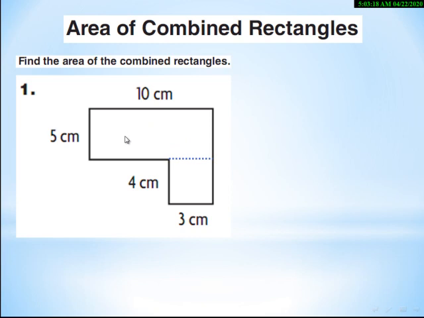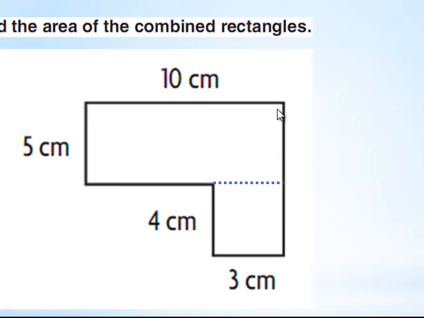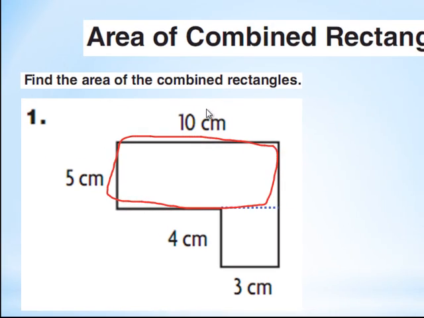As you see, there are two rectangles. I labeled them by drawing a cutting line segment like that to divide the figure into complete rectangles. The first rectangle, I'm going to label its base and its height. What is its base? Its base equals 10 centimeters and its height equals 5 centimeters.